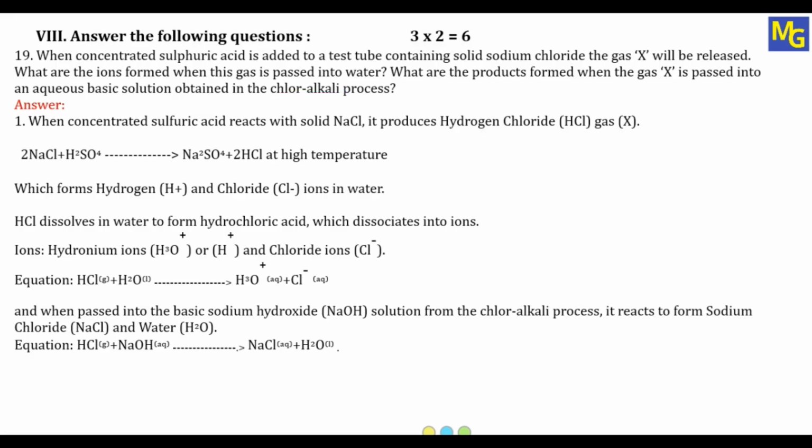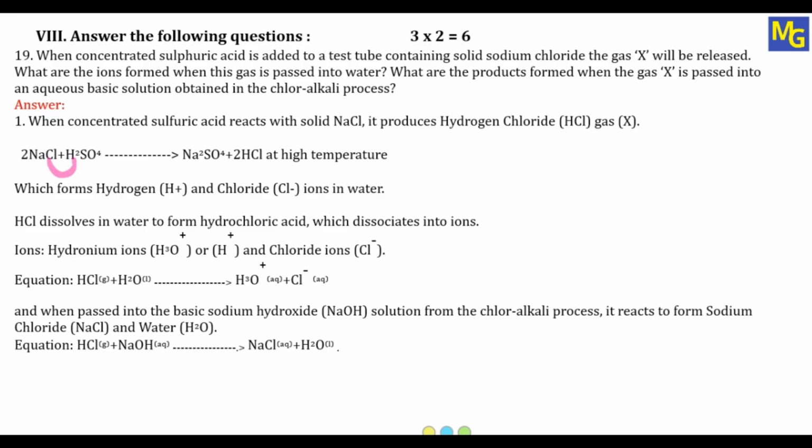So we will write the answer for this, one by one. Once we understood which gas is released, then we can answer our first question. So therefore, when concentrated sulfuric acid reacts with solid NaCl, it produces hydrogen chloride gas, that is HCl gas, which is nothing but our X. So we will write the equation here. I took NaCl and I added H2SO4, that is sulfuric acid. Now what happens here? Na will react with SO4 and Cl will react with H. So it will give HCl and Na2SO4.